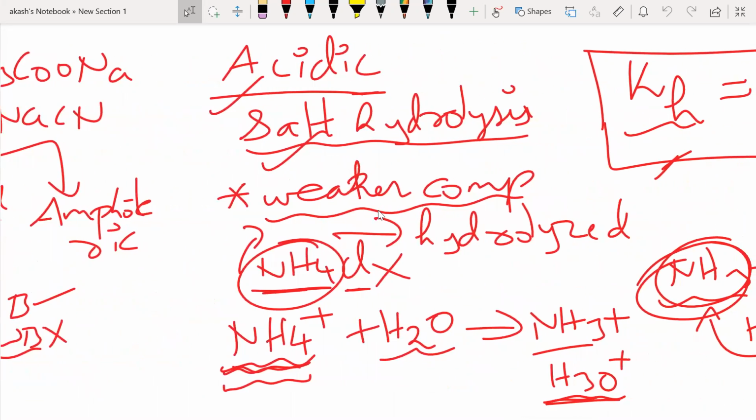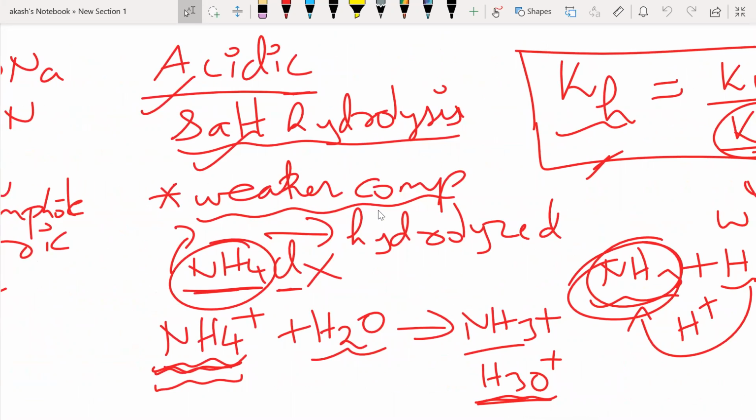Regarding how you write the hydrolysis reactions, I told you only the weaker component will get hydrolyzed. From NH4Cl, NH4 plus would have come from NH4OH, so I take that and go for the hydrolysis reaction. You don't have to mug up anything, it's easy. NH4OH was the base, so after removing OH minus, what I have is NH4 plus. That would be the conjugate acid of the base NH4OH, so it behaves as an acid. It will donate an H plus to H2O, giving NH3 and H3O plus.